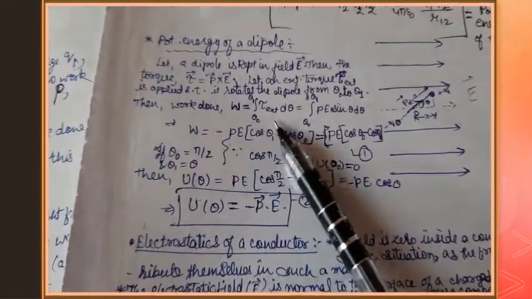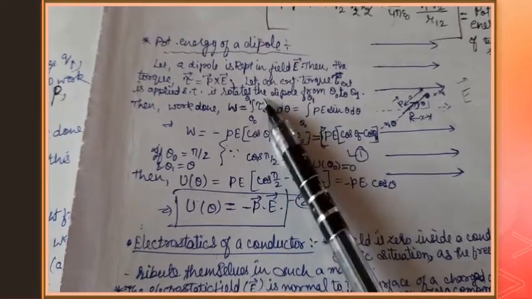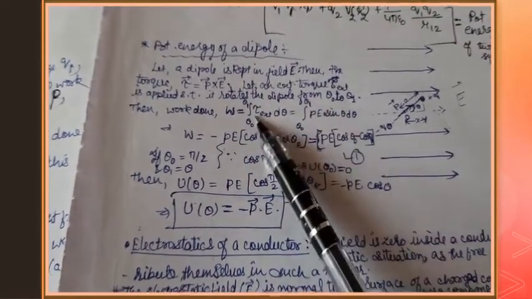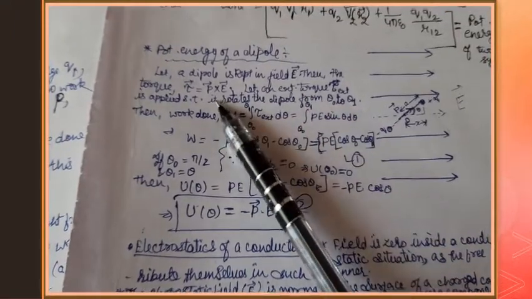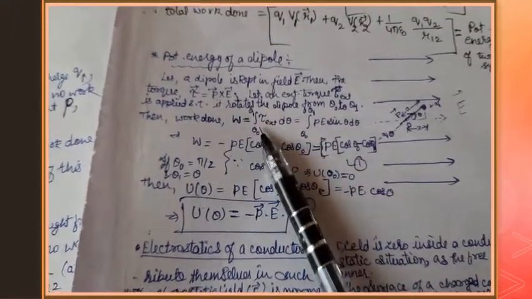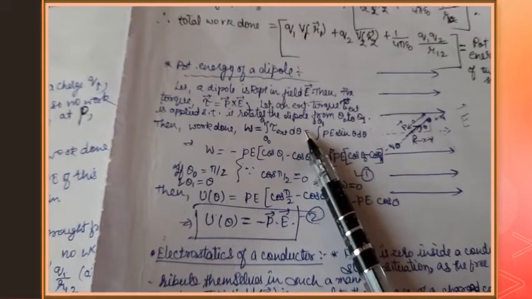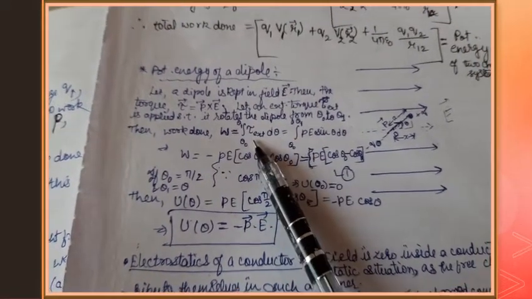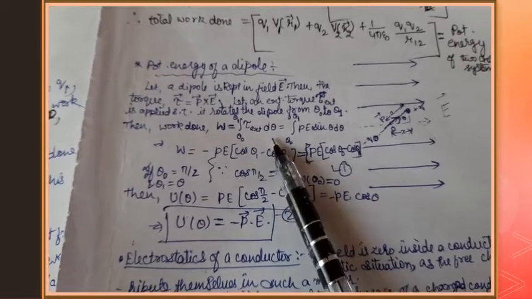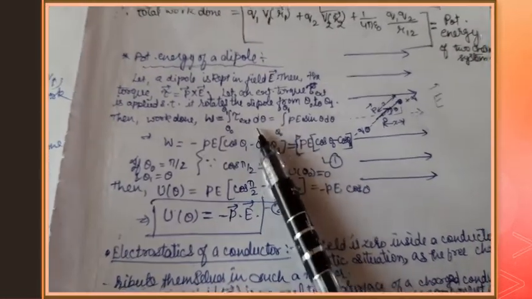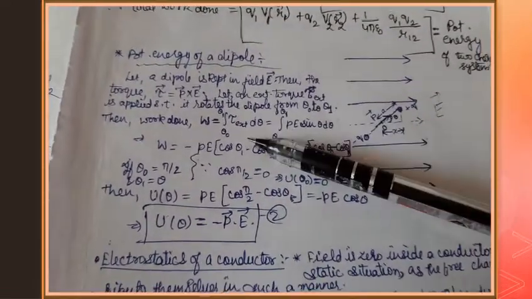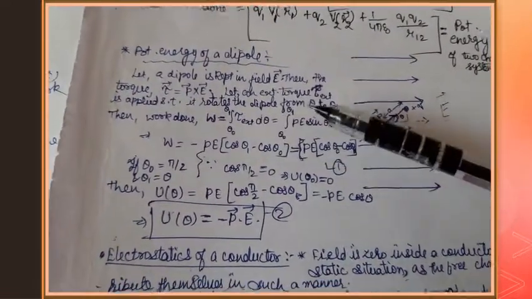Then if we want to determine the total work done, it will be the integral of tau d theta. Tau external means the external torque, which is p cross E or pE sin theta. So tau d theta is the work done due to the torque, because just like work done is force into displacement, the work done due to torque is torque into angular displacement, that is d theta, and the limits are theta naught to theta 1.